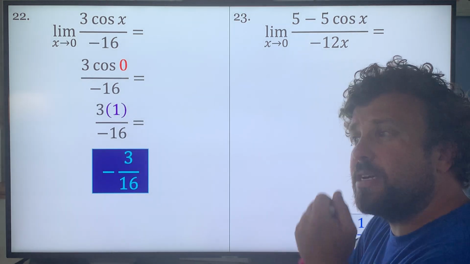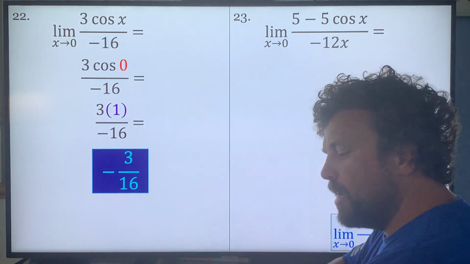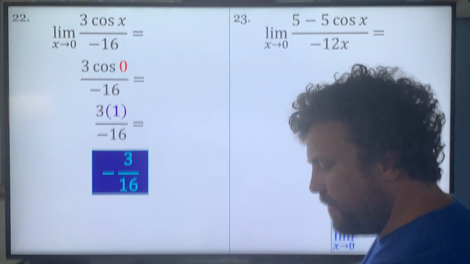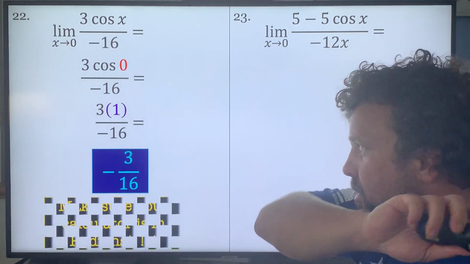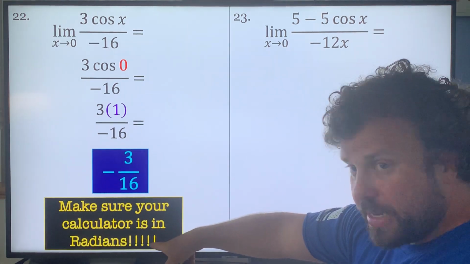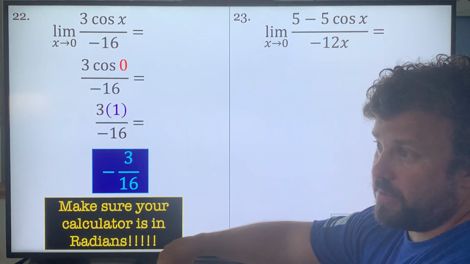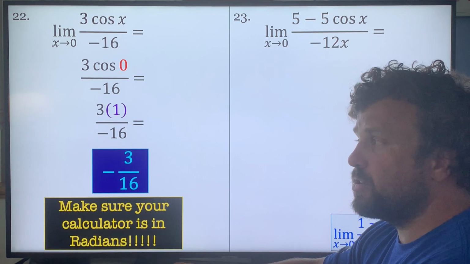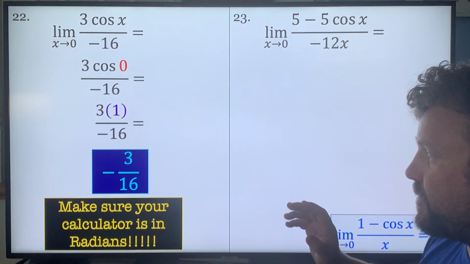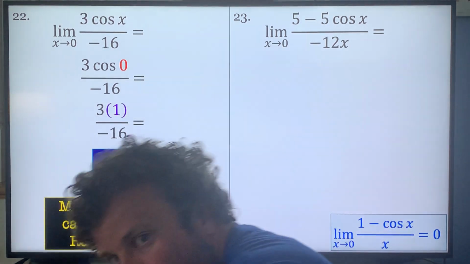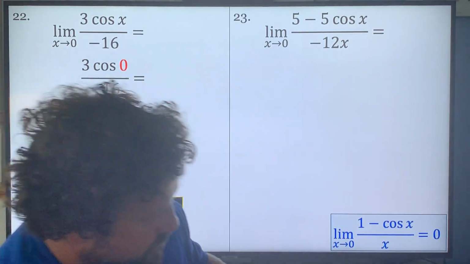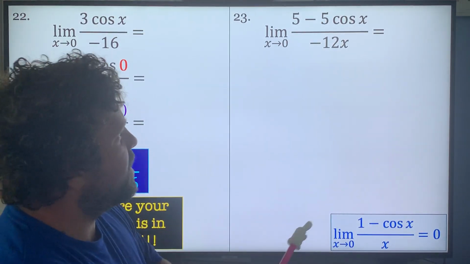If you have to type cosine 0 into your calculator, what is the number one rule that I try to hammer home every single day in class? Make sure your calculator is in radians. If it's still in degrees, you are in big trouble. Go to mode and change it from degrees to radians, or else your answer comes out with some weird number. Ooh. All right, next one.